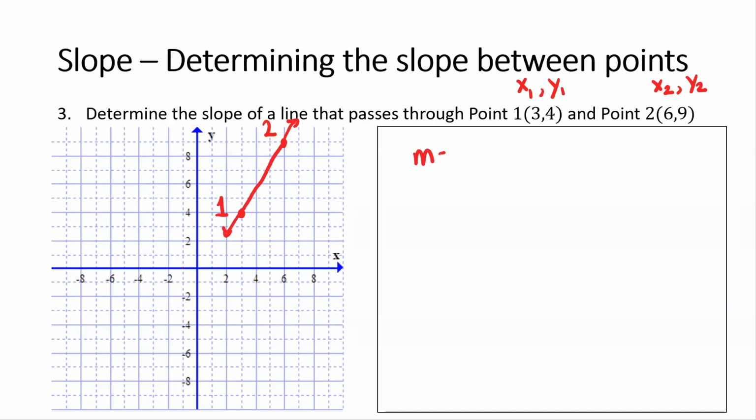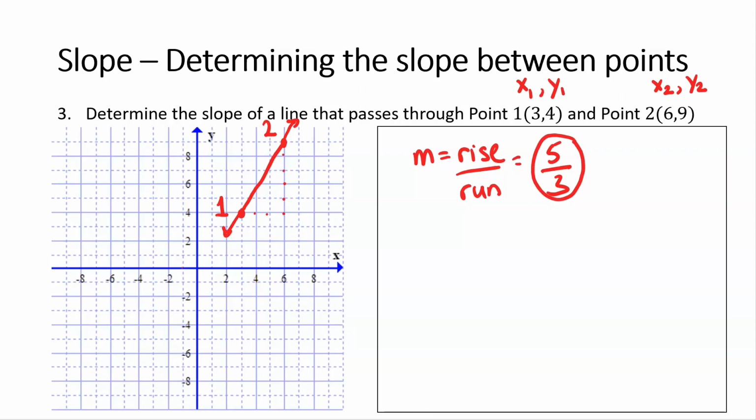So we know slope equals rise over run. The run in this case is 1, 2, 3. The rise is 1, 2, 3, 4, 5. So your slope is 5 over 3.